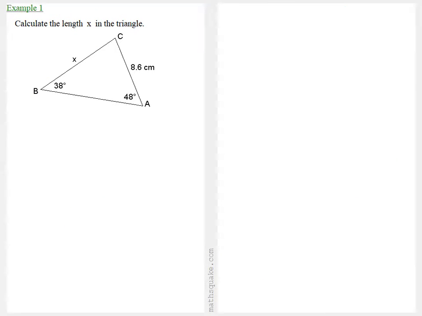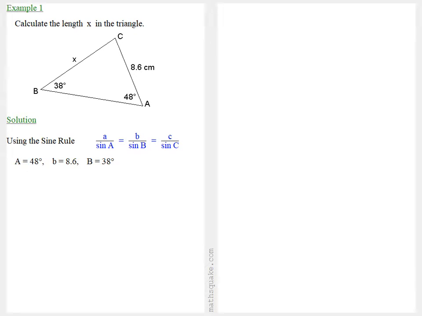Now, let's look at an example to see how we can use the sine theorem. In example 1, we're given a triangle ABC with the angle A equal to 48 degrees, the angle B equal to 38 degrees, and the side AC equal to 8.6 centimetres. We're asked to find the length of BC, which is labelled x. And to solve this, we're going to use the sine rule. That is, a over sine A equals b over sine B equals c over sine C.